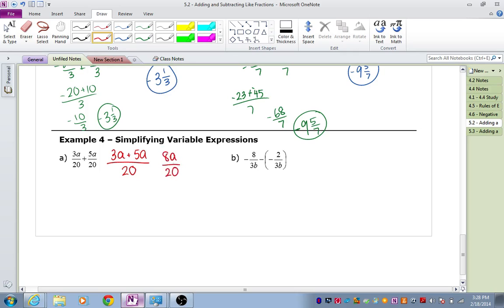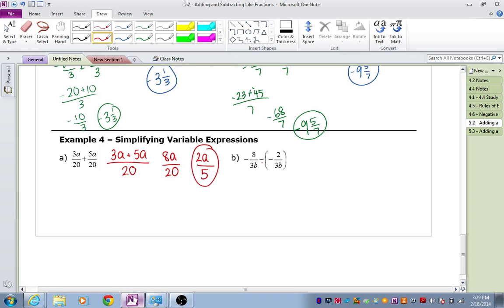However, this is not simplified. Remember, if you have variables in your numerator and your denominator, that's not simplified. And if you have numbers in your numerator and your denominator, where something goes into both of them, you need to keep going. So here, we can divide out a 4. So 8 divided by 4 is 2, and we still have that a. And 20 divided by 4 is 5. So our answer is 2a over 5.